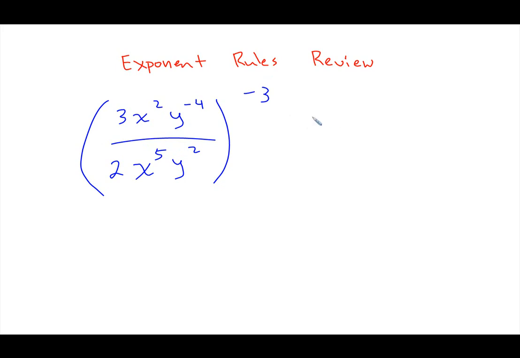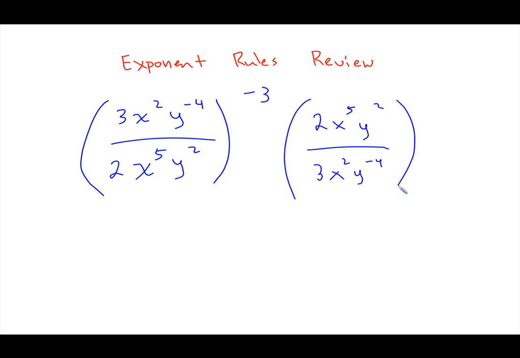So I flip this, so I end up with 2x to the 5th y squared over 3x squared y to the negative 4th. And then this 3 would become positive. Alright, so you notice all the exponents inside here are still the same. The only thing that happened is we just flipped the top and the bottom, and it makes this negative exponent positive. Alright. So now from here you can distribute everything. So I distribute the exponent outside here into all the exponents in here, and also the bottom. So I get 2 to the 3rd, x to the 15th, y to the 6th.